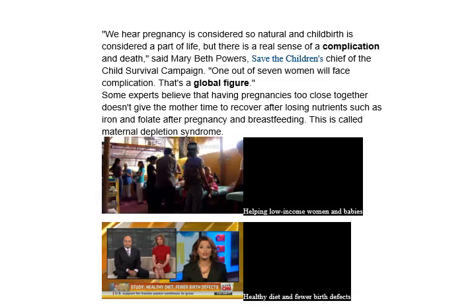Each pregnancy magnifies the mother's health risks, especially when she doesn't have access to health care. We hear pregnancy is considered so natural and childbirth is considered a part of life, but there's a real sense of complication and death, said Mary Beth Powers, Save the Children's chief of the Child Survival Campaign. 1 out of 7 women will face complication. That's a global figure. Some experts believe that having pregnancies too close together doesn't give the mother time to recover after losing nutrients such as iron and folate after pregnancy and breastfeeding. This is called maternal depletion syndrome.